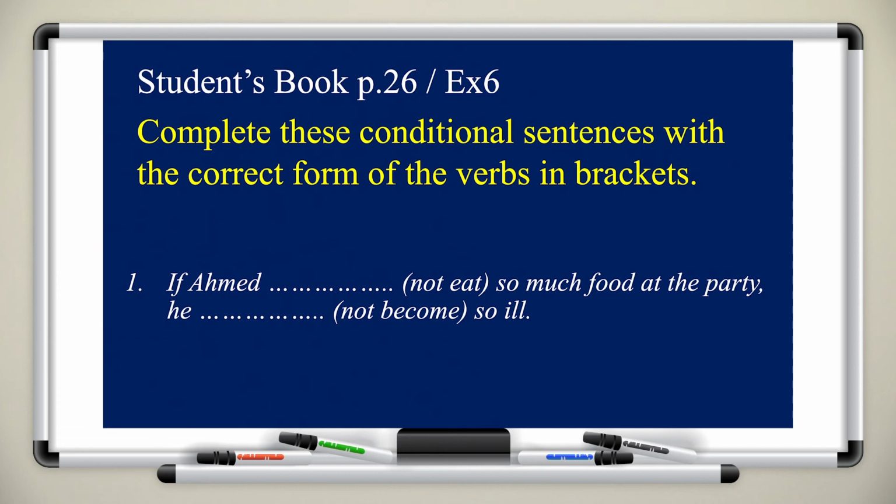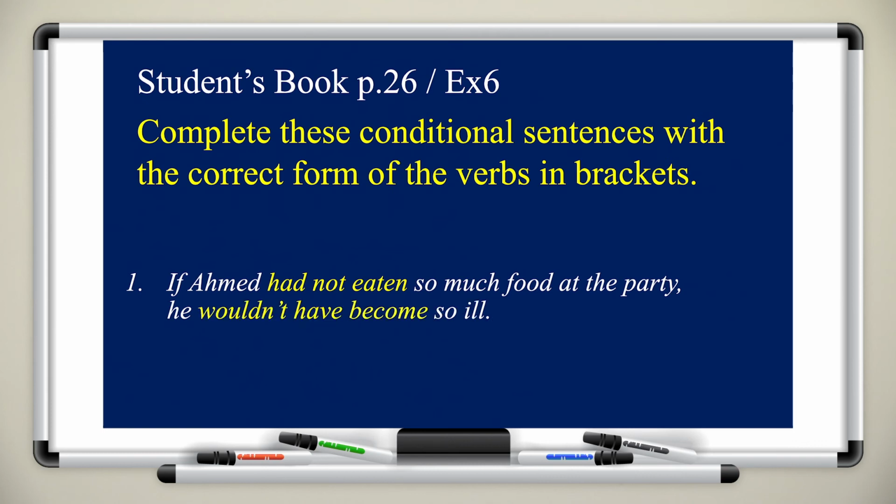So did Ahmed eat a lot of food at the party? Yes, he did. Did he become ill? Yes, he did. So we need to make it into a past situation that we wish we can change, but we can't. So we use the third conditional. So what do we say? If Ahmed hadn't eaten so much food at the party, he wouldn't have become so ill.